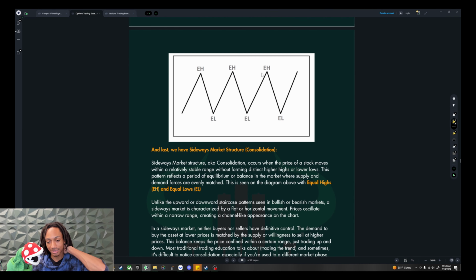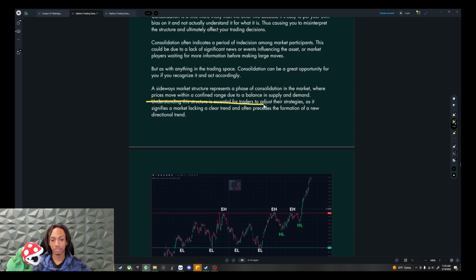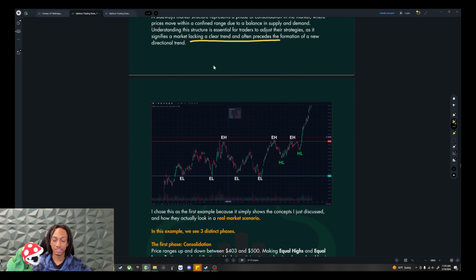And again, that's the same concept no matter what. Market structure is important to understand because you want to use it to gauge how you're going to take a specific trade and dictate how you're going to create your trading plans. Understanding this structure is essential for traders to adjust their strategies, because it signifies the market lacking a clear trend, and a lot of times it'll precede the formation of a new trend. It's like I told you with a doji: it represents indecision before something new happens in the market.